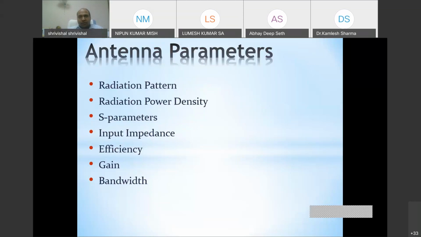As we all know, if the impedance matching is not proper, then reflection losses will take place. If you remember, the reflection coefficient gamma is equal to ZL minus Z naught divided by ZL plus Z naught, where ZL is the external impedance and Z naught is the impedance of the system.